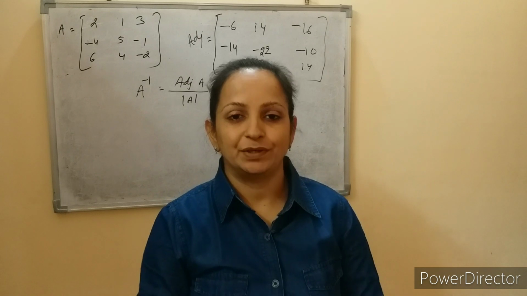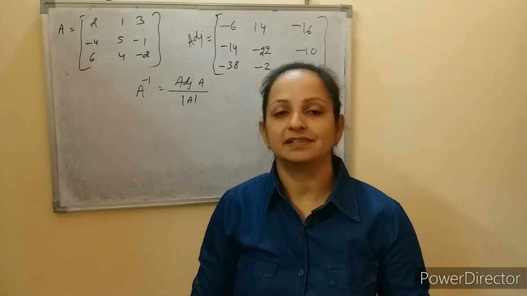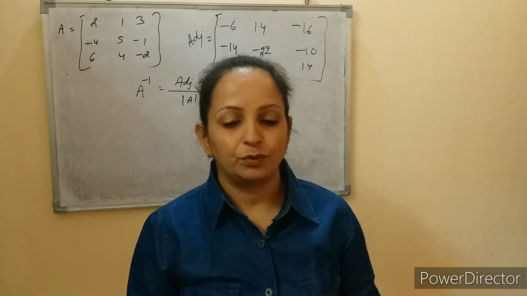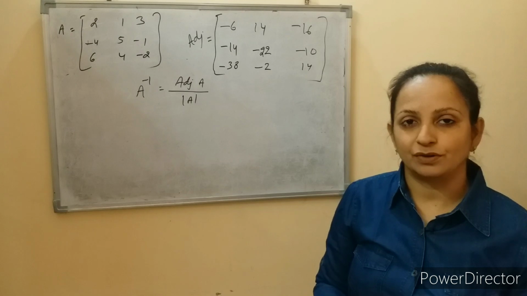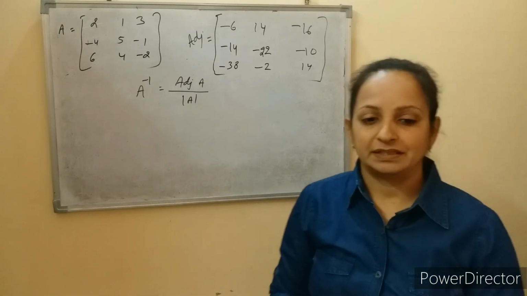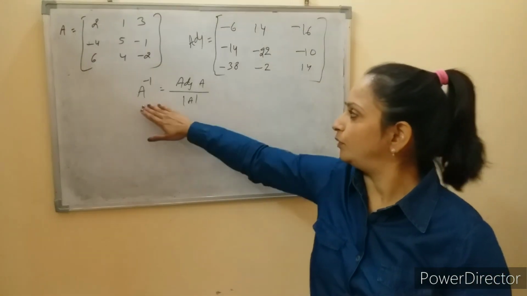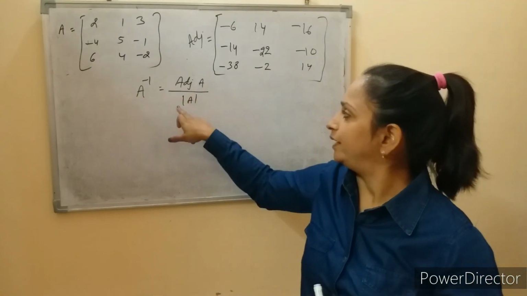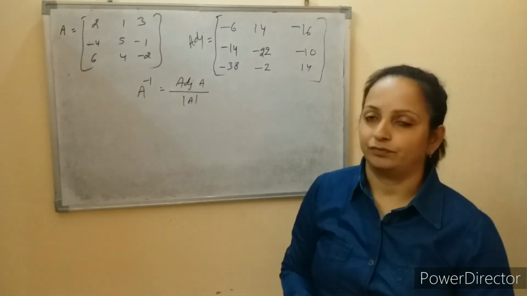And in my last video lecture, we discussed how to find minors, cofactors and then adjoint. So in today's video lecture, we are going to find out how to find the inverse of a matrix. That's a very small topic. The formula of inverse says adjoint of A upon determinant of A.